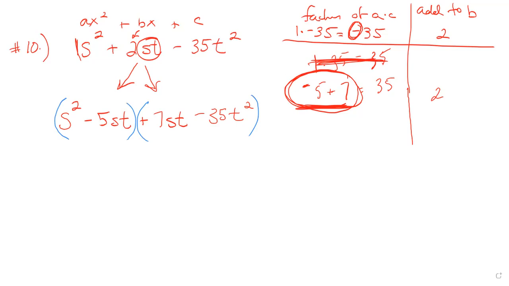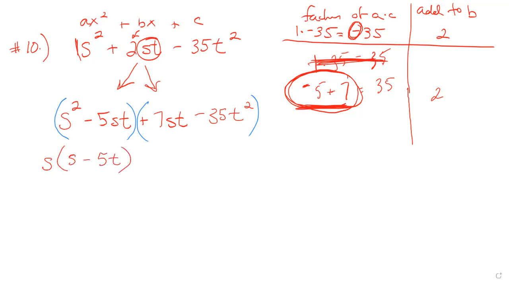So let me switch colors. What I'm going to do now that I've got two groupings is see if I can factor out a GCF from these two groupings. And I think I can. In that first grouping, s squared minus 5st, they both have an s. So I'm going to factor out an s, and that's going to leave me with s minus 5t.